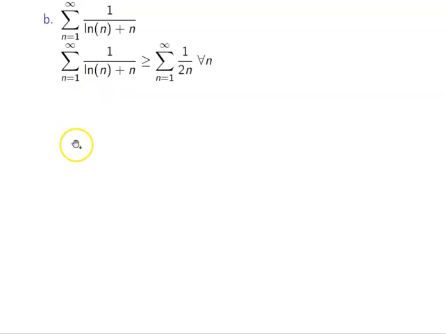So let's see what we do here. Again, this is always larger than just 1 over 2n, right? Because 2n is larger than, so n is larger than natural log of n, so the denominator here is larger, so this is smaller, right? So this I know diverges, and this is now larger than a divergent series, okay?